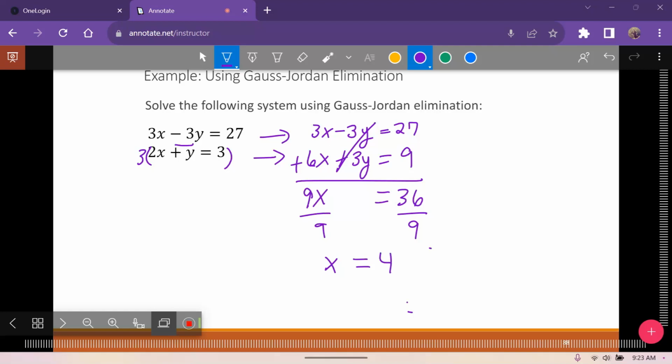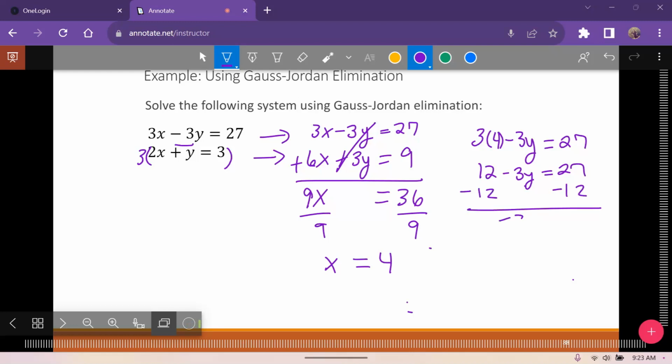Once I have x is equal to 4, I can substitute that into either of the original equations, and that will give us the y. So if I use 3 times 4 minus 3y equals 27, I get 12 minus 3y equals 27. I can subtract 12 from both sides. I get -3y equals 15.